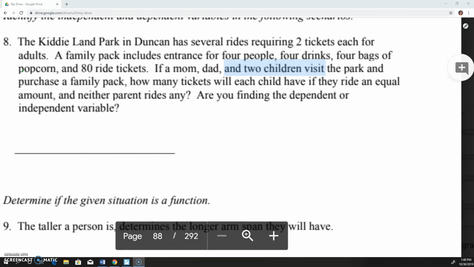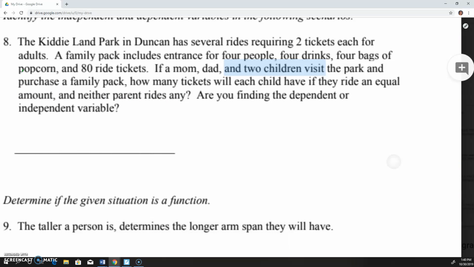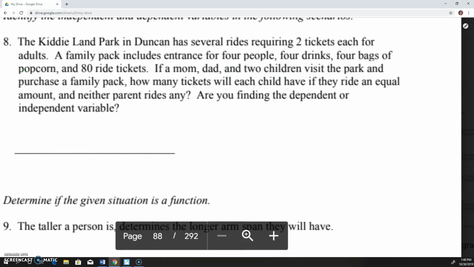It says the Kitty Land Park in Duncan has several rides requiring 2 tickets each for adults. A family pack includes entrance for 4 people, 4 drinks, 4 bags of popcorn, and 80 ride tickets. If mom, dad, and 2 children visit the park and purchase a family pack, how many tickets will they each have if they ride an equal amount and neither parent rides any?